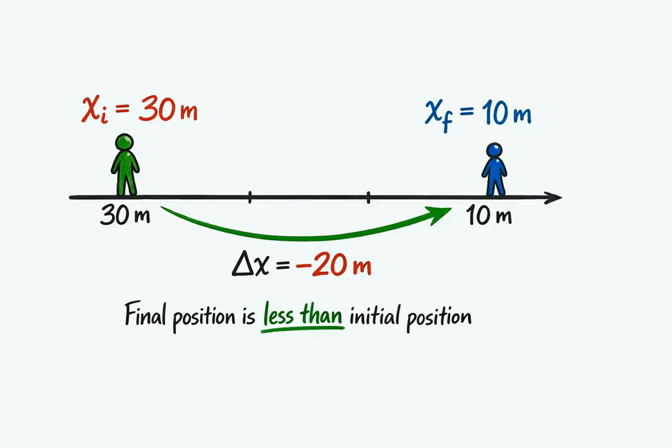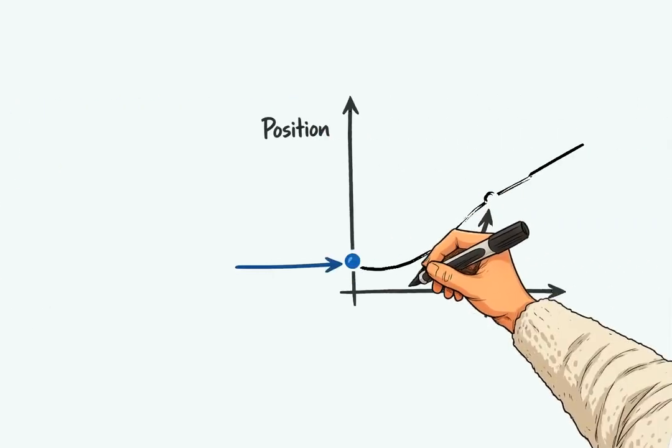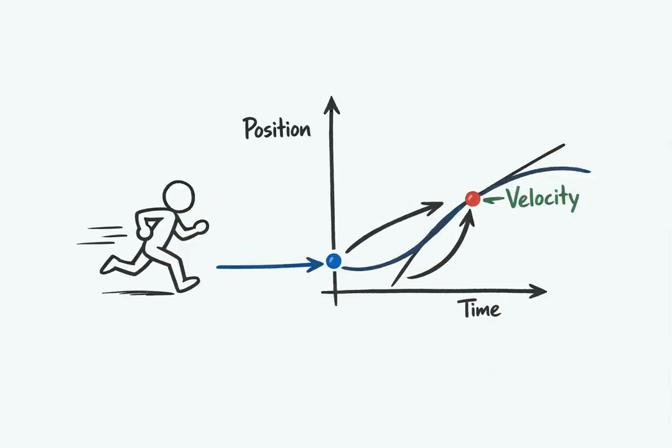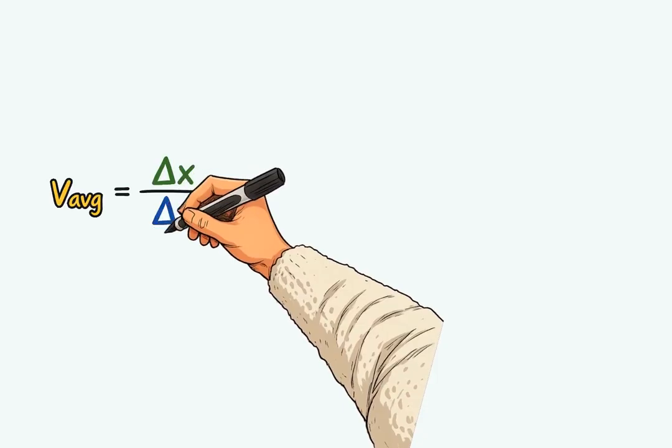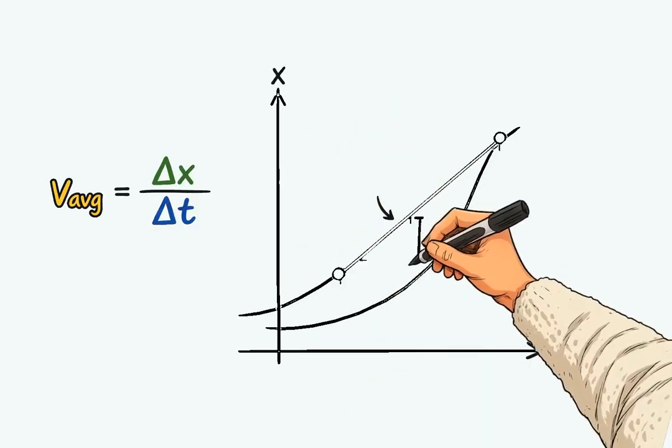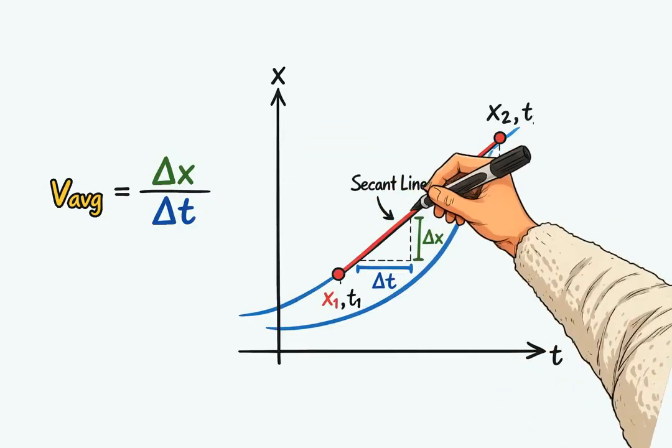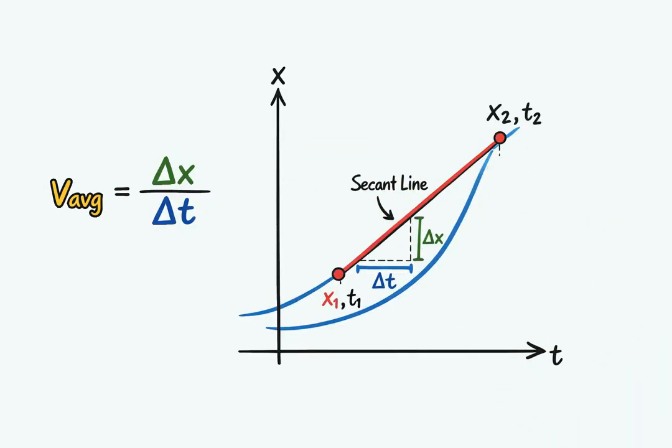That negative sign is not a commentary on effort. It is the mathematical record that the final coordinate is smaller than the initial one. Velocity is where the graph ideas begin doing real work. Average velocity is v sub avg equals delta x over delta t.